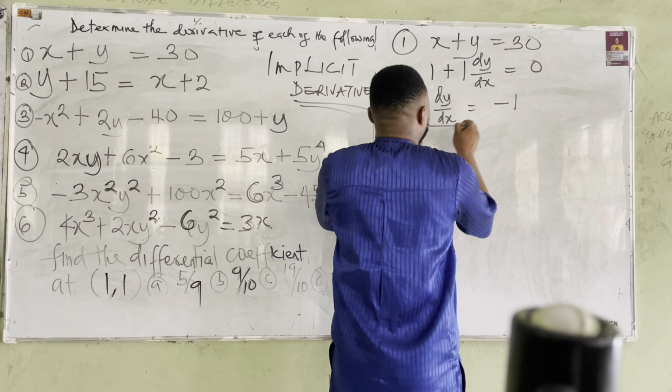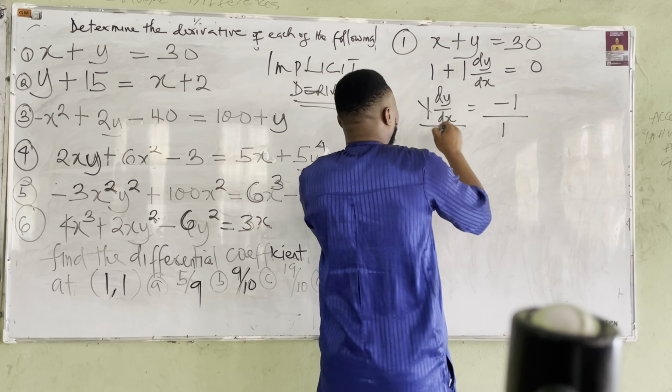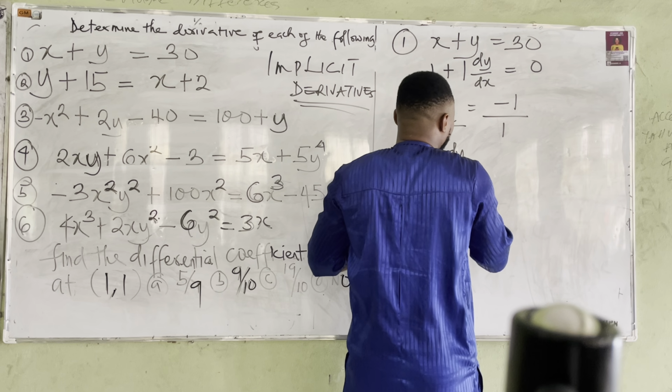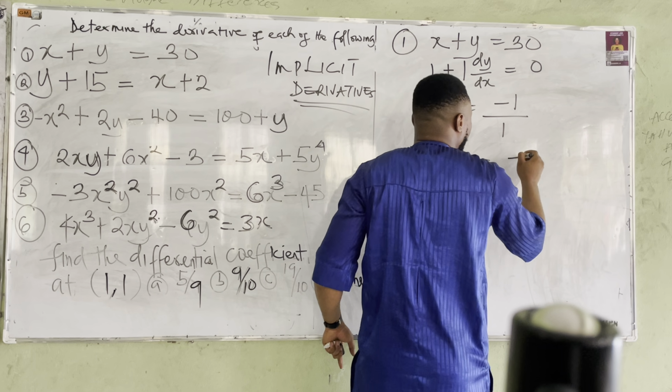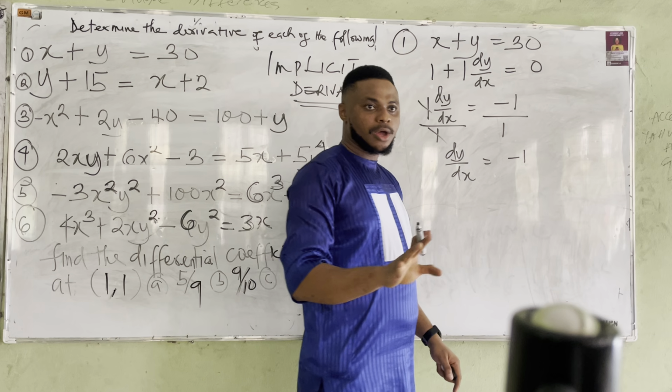So we divide both sides by 1. If 1 cancels 1, our dy over dx will be equal to what? Minus 1 over 1 is what? Minus 1. This is our answer.